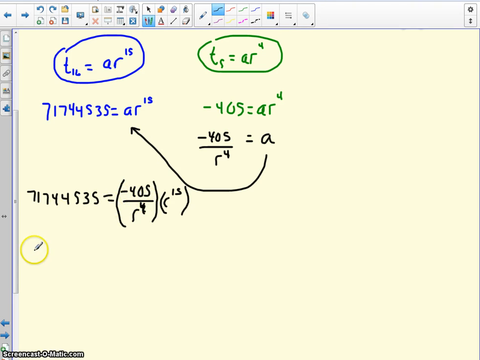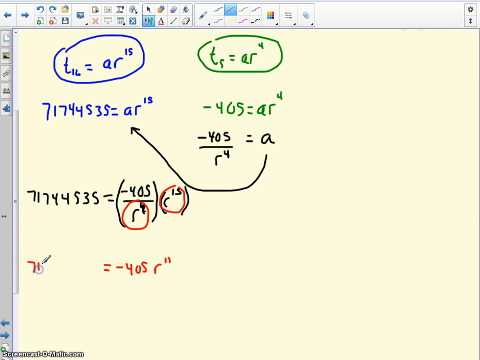So if I look over here, I have r to the 4th power in the denominator, r to the 15 in the numerator. So using my exponent laws, r to the 15 over r to the 4, I can subtract the exponents. My negative 405 is still hanging around there, but subtracting the exponents, r to the 15 over r to the 4 gives me r to the 11.